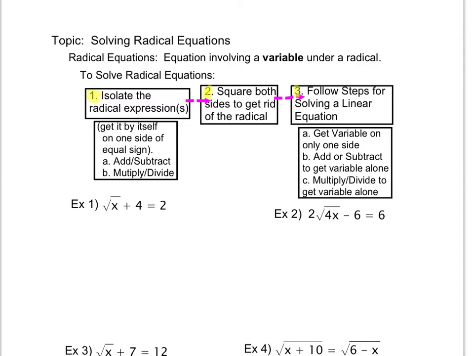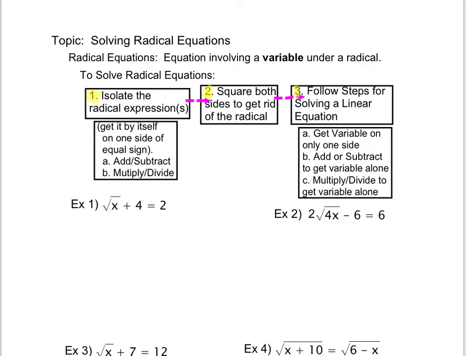If you're struggling with what the word isolate means, it basically just means we're going to get the radical or the square root part all by itself on one side of the equal sign. Very similar to what we did first semester when we solved linear equations, we would always try to get the variable by itself on one side of the equal sign. So we'll do that by first getting rid of anything that's being added or subtracted to the radical, and then we'll get rid of anything that's being multiplied or divided to the radical.